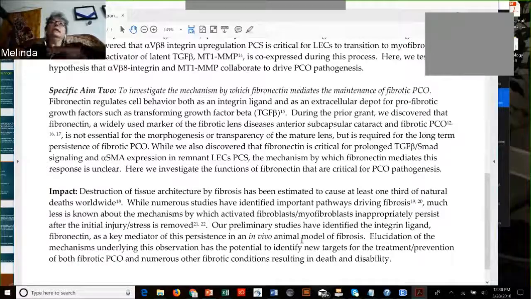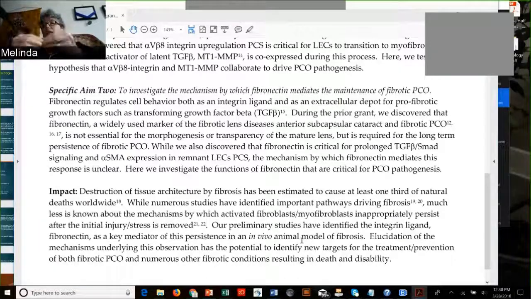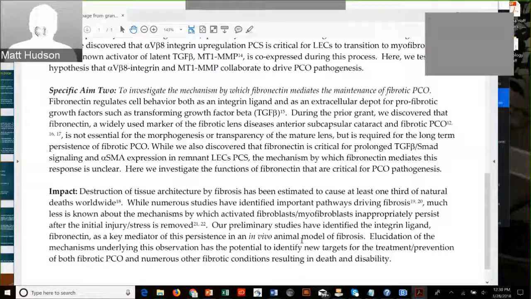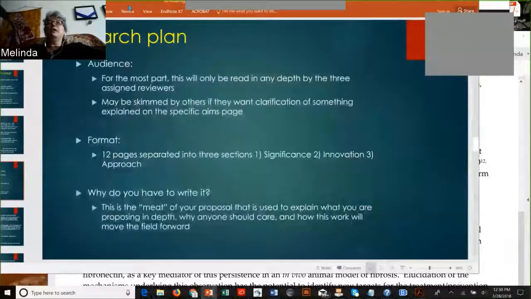So I've really tried to tie in not just a molecular detail of how what we're studying is involved in this little teeny scientific problem. I'm trying to relate how what I've learned is going to make a larger impact on the field, or even in conditions beyond the one I'm studying. Okay, so that's sort of an idea of how at least I approach specific aims pages.